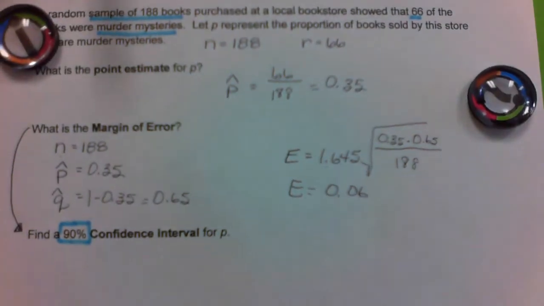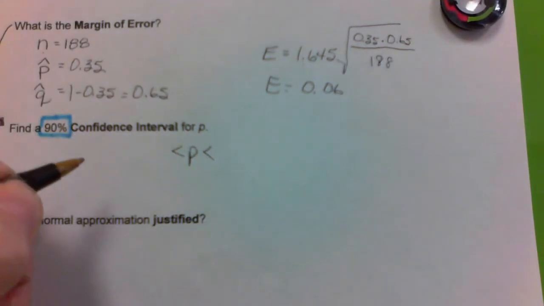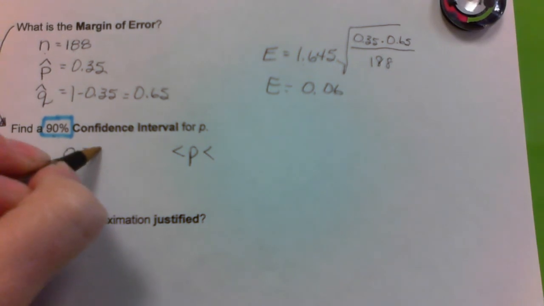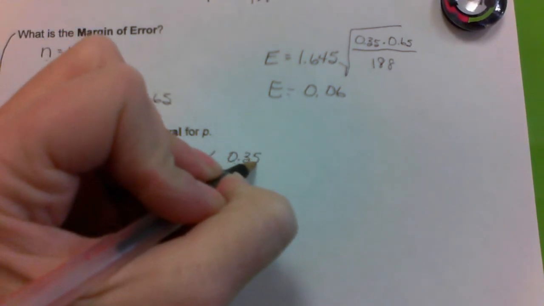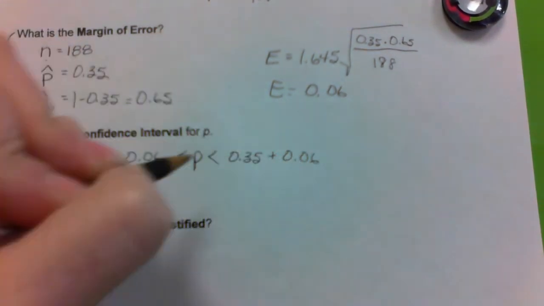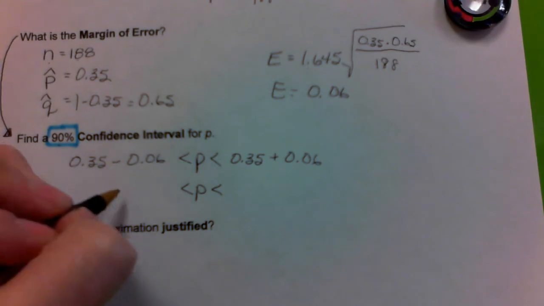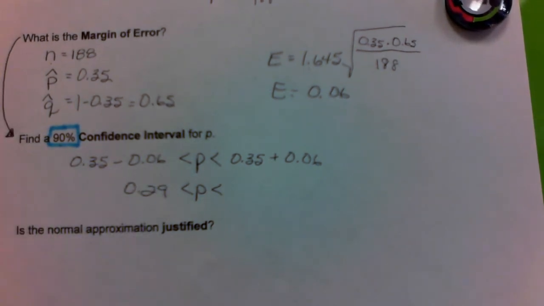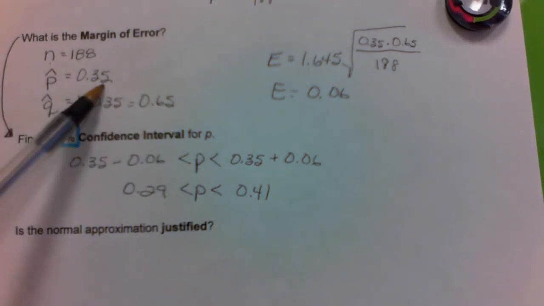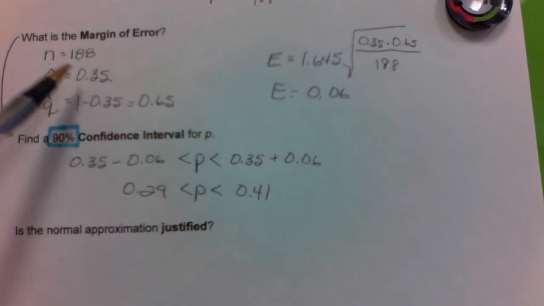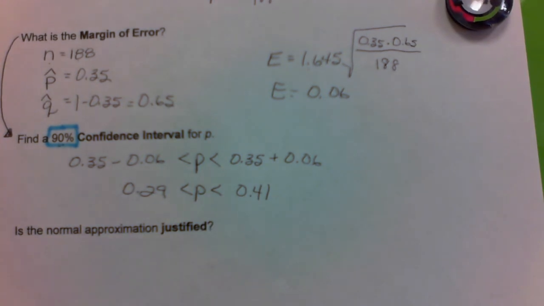So now that I have the margin of error, I can create my confidence interval for P, and that is P hat 0.35 minus the margin of error, and P hat 0.35 plus the margin of error. So my confidence interval for P is 0.29 to 0.41. So my best guess is 35% of the customers buy murder mysteries, but I'm 90% confident anywhere from 29% of them to 41% will buy murder mysteries.